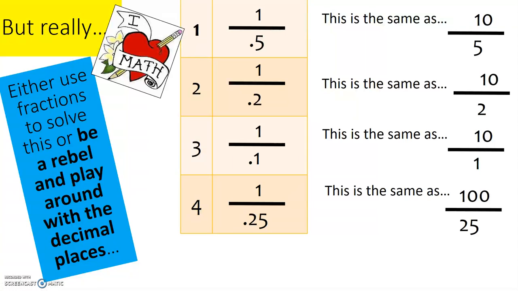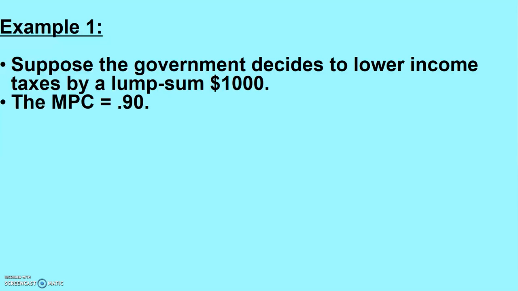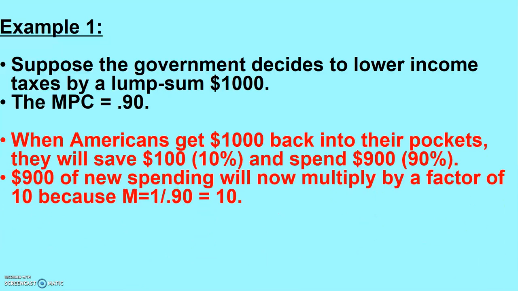Don't be freaked out by dividing by decimals. Just be a rebel. I promise it'll work out for you. Now, let's do a couple of examples very quickly of what this might look like in questions that you could be asked. So suppose the government decides to lower income taxes by a lump sum of $1,000, and the MPC is 0.9 in this economy.